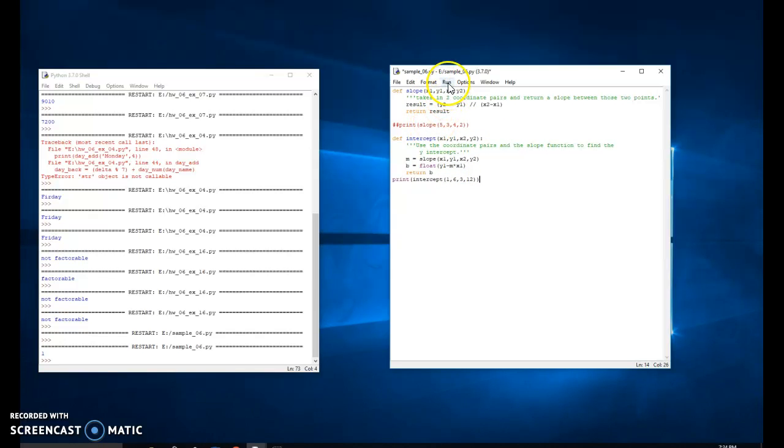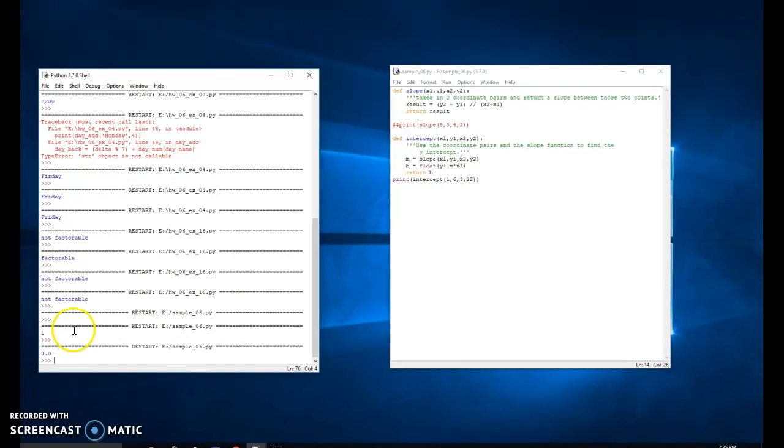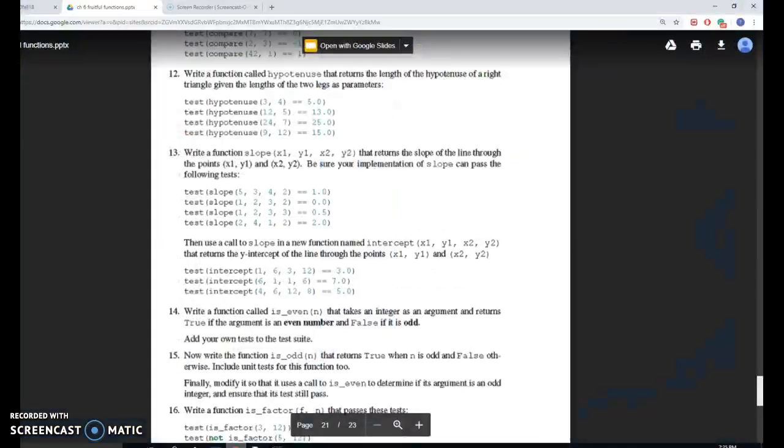Now we just go for a run. 3.0. And that matches this answer right here. And that's all we have for question 13 for chapter 6.